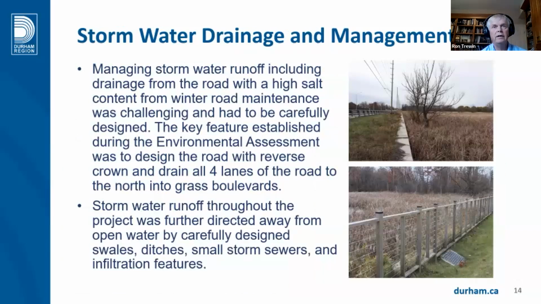Stormwater management and drainage was a major concern on this. How do you drain a 1 kilometer flat area? Raising the bridge provided grade. However, we still had to drain a low area away from the open water. Managing the stormwater, including drainage from the road with high salt content from winter road maintenance, was challenging. It had to be carefully designed. Key feature was that the 4 lanes all drained to the north. We basically had reverse crown and all drained to the north away from the open water.